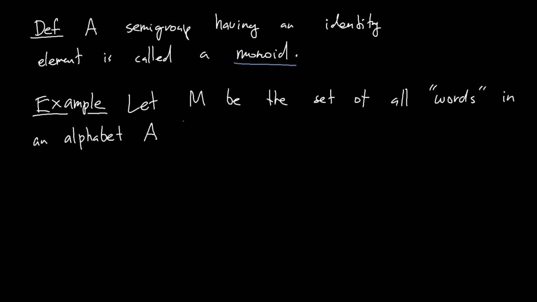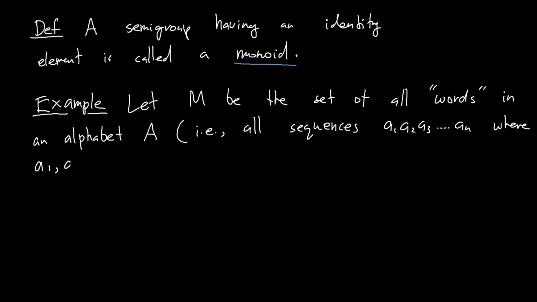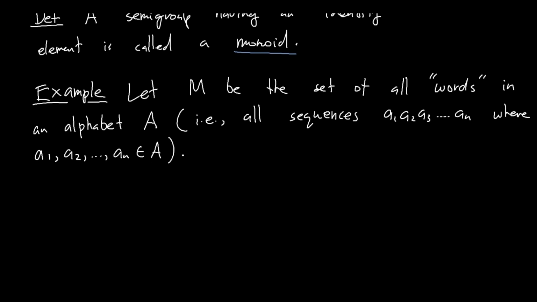What does that mean? It means sequences A1, A2, A3, up to some AN, where the length of the sequence is not fixed, where these terms of the sequence are just elements of A. So for instance, if our alphabet consists of usual letters A, B, C, D, E, and so on, up to Z, right?